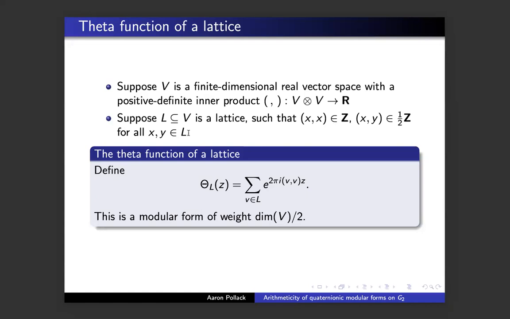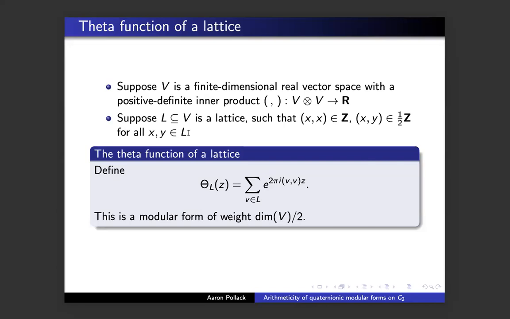Suppose V is a finite dimensional real vector space with a positive definite inner product on it. And let me suppose I have a lattice L inside of V that's integral for my inner product. So technically speaking, I'll suppose that the inner product of a lattice vector X with itself is an integer. And if I take two vectors, X and Y, not necessarily the same, then at least I get a half integer.